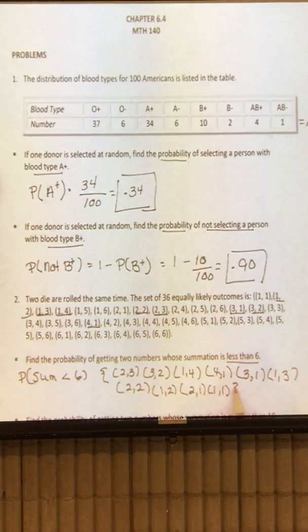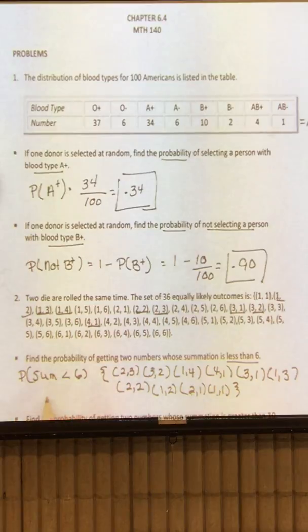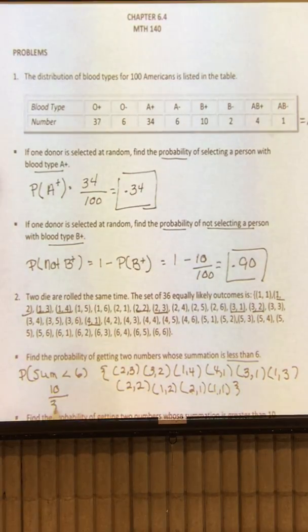So here we have 1, 2, 3, 4, 5, 6, 7, 8, 9, 10. So we have 10 whose sum is less than 6 divided by the total, 36. So your probability is 0.278.